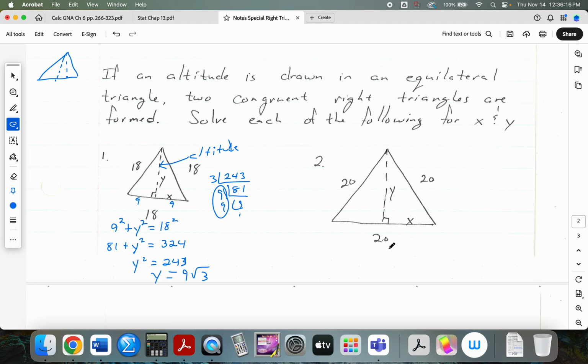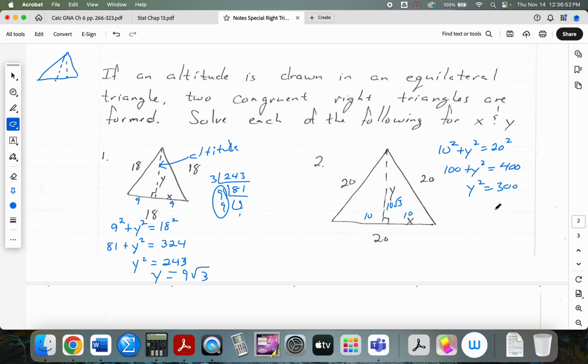So if this one worked the same way, how much do you think x is going to be? 10, because both of these are going to be 10. And if we did the Pythagorean theorem, let's save ourselves some time, what do you think this would be? 10 square roots of 3. That is the pattern. Because if I do 10 squared plus y squared is equal to 20 squared, I get 100 plus y squared is equal to 400. So y squared is 300.